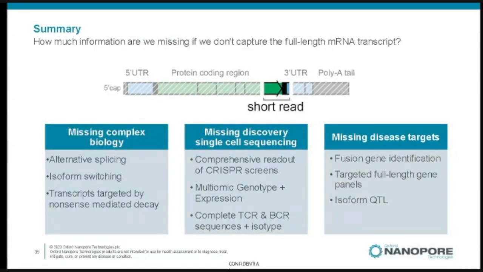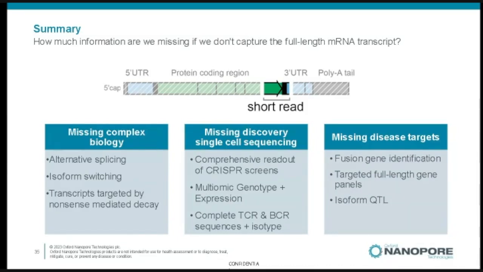I will end my sharing today with a summary. When you're using a short-read sequencing method, you are only seeing a short snippet of the transcript at either the 3' end or 5' end, and you miss important parts of the mRNA, including most of the coding sequence. So you could be missing the alternative splicing, the isoform switching, or transcripts targeted by nonsense-mediated decay.